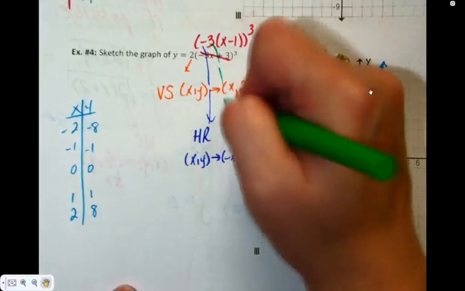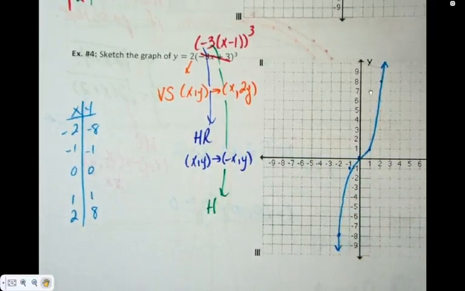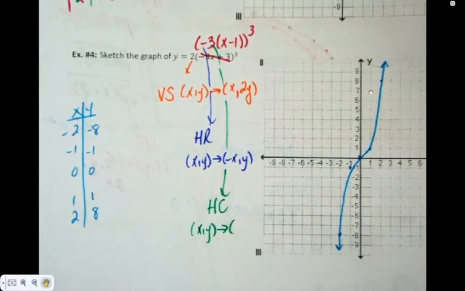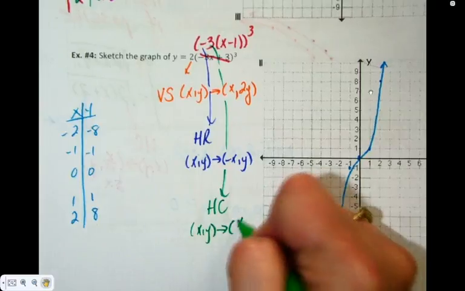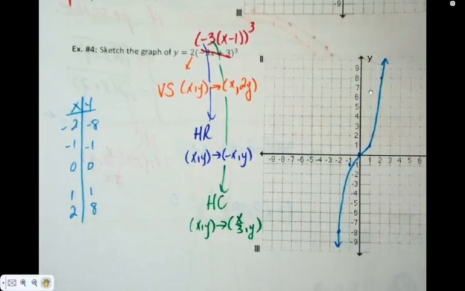The 3, it's inside bracket, so it's horizontal. It's a multiplication, so it's a stretch or compression. It's a whole number, so it is a compression. XY goes to, horizontal means we never touch the y's. And if it's a compression, we divide by 3. And if your brain would rather write that as 1/3 x, then write it that way.